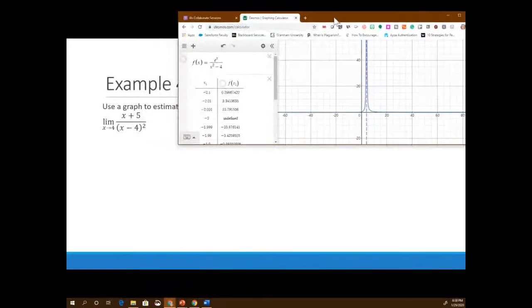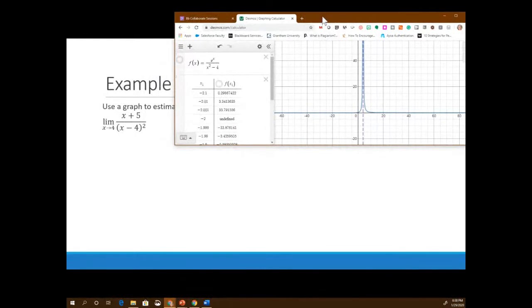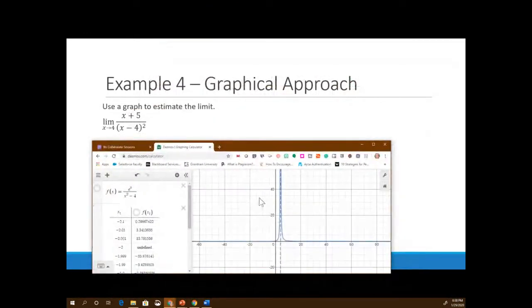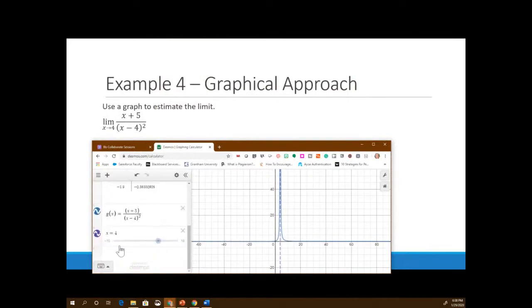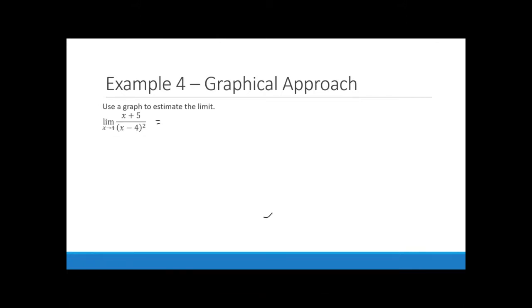So when it says to use a graph to estimate the limit, you can put a little vertical line where you're looking. It says x goes to 4, so you can put a vertical line there so you can make sure you're looking at the left and the right side here. And then you're saying what happens to y when I'm looking from both directions. And y is going up towards infinity. So the limit is infinity.